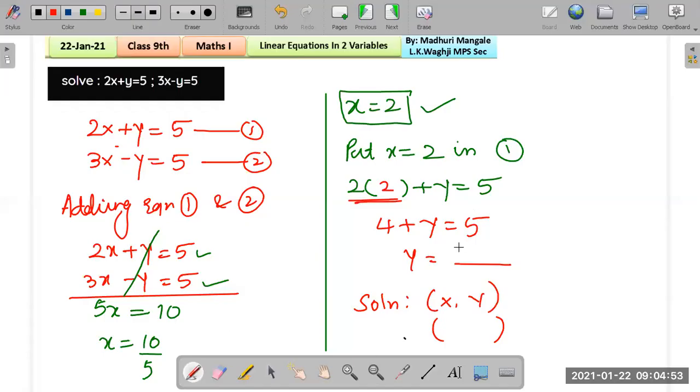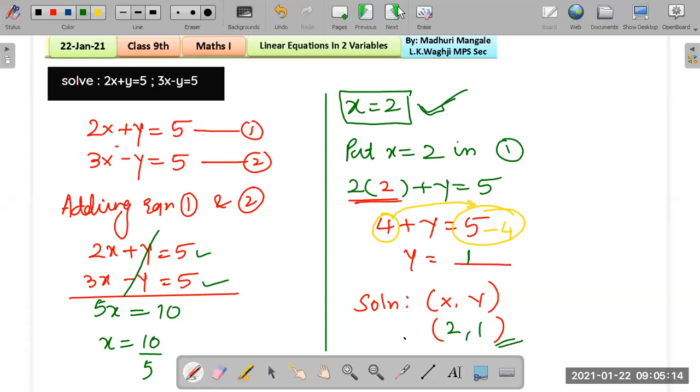So for this one, when you shift this, already you have got it right, but still for those who got it wrong, let me discuss this. Plus 4 moves to other side, it becomes a minus 4, and 5 minus 4 is 1. So here you get y equals to 1. X is 2 and y is 1. So 2 comma 1 was the solution.